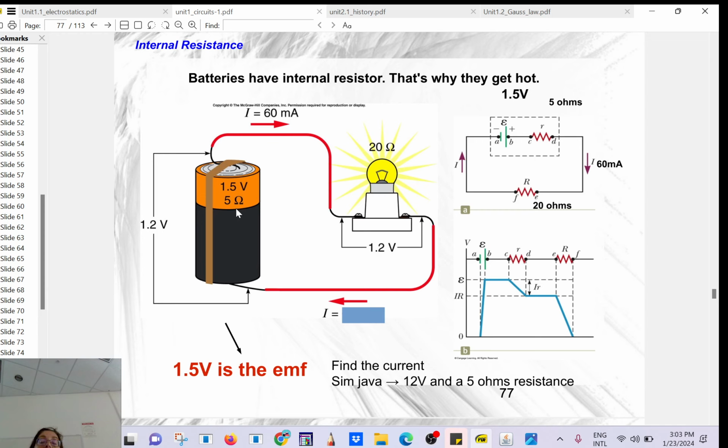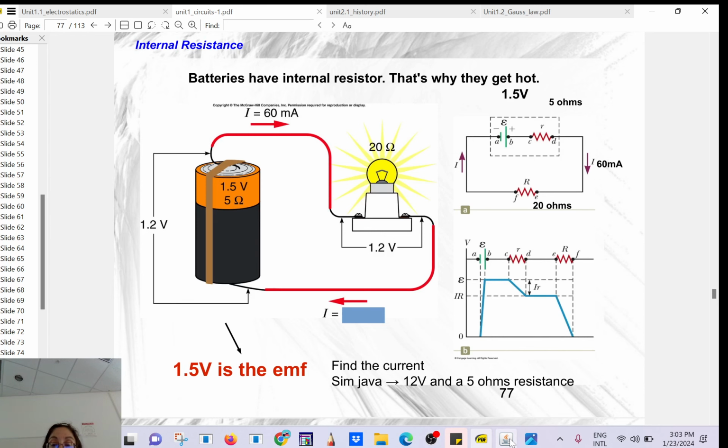As you are using your battery, the resistance inside is going to increase and you are losing voltage here. So instead of having 1.5 volt, you're going to have 1.5 volt minus that resistance times the current. So it means there is a voltage drop inside the battery itself.